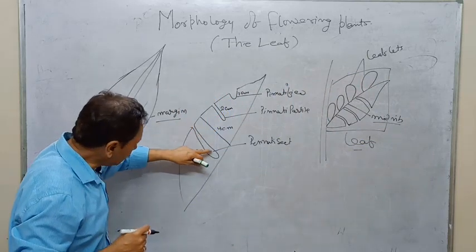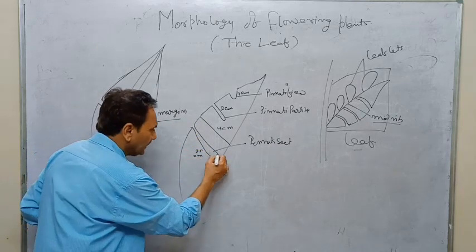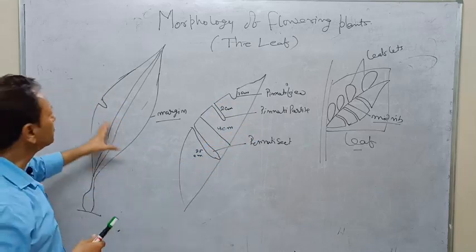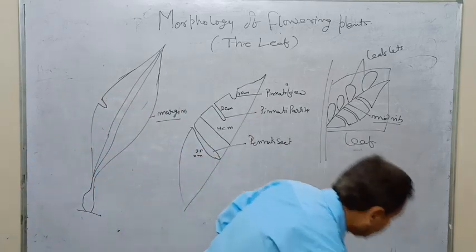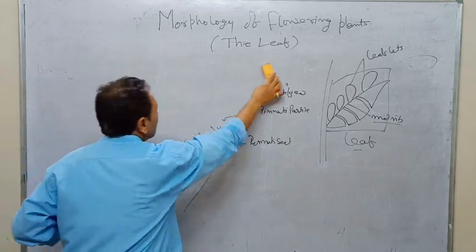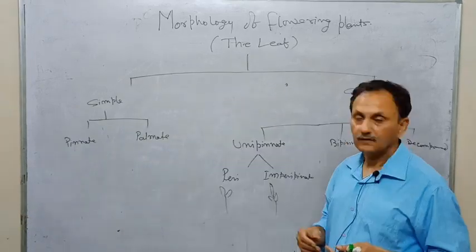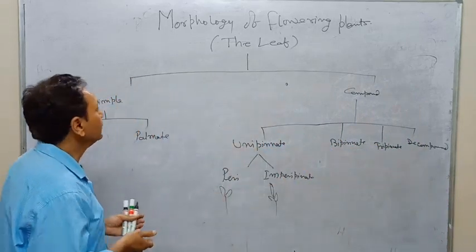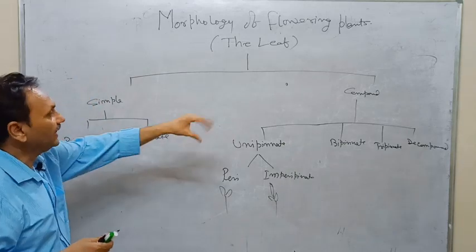So if this particular pinnatisect is deep seated and comes in contact with this particular midrib, then it is responsible for the conversion of the simple leaf into compound leaf. Now we will classify the simple leaf and compound leaf with the help of the schematic diagram firstly. Then we will discuss in this tabular structure, or you can say the schematic diagram, how we can classify simple leaf and compound leaf.